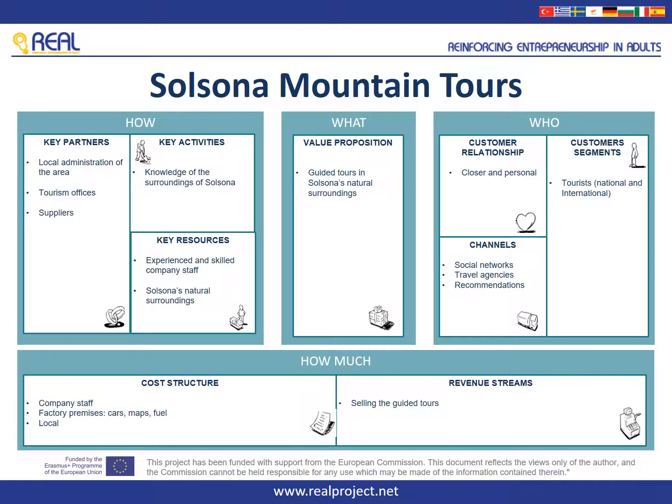How? On the left side, you can see how we develop our business. By now, we have identified that our key partners are the local administration because we need it to develop our activity: license, permission to visit some natural places. Our key activities are the knowledge we have of the surroundings of Solsona. And finally, we need some key resources. The most important are our experienced and skilled company staff and the natural area where we are located.